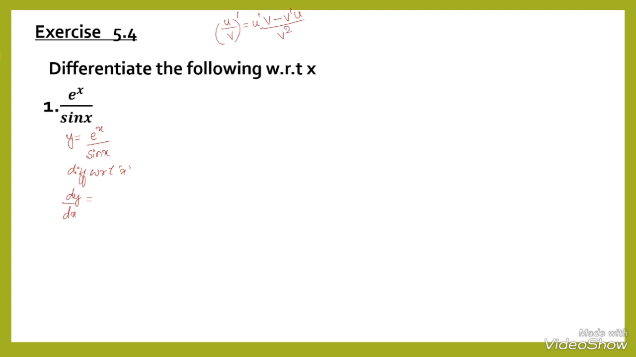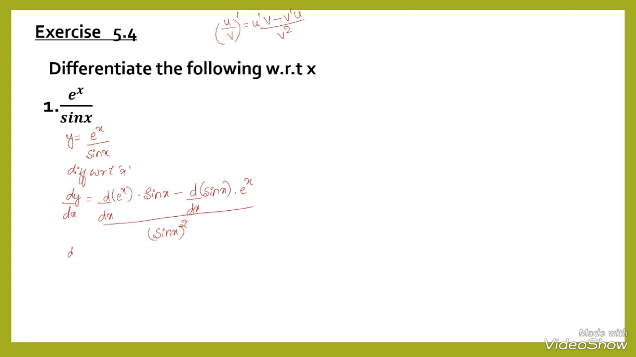Now I can apply here. First I have to differentiate e to the power x, d by dx of e to the power x. Then keep sin x as a constant, again minus d by dx of the second function, that is sin x, again keep e to the power x constant, whole divided by v square, that is sin x whole square. V square will be sin x whole square.